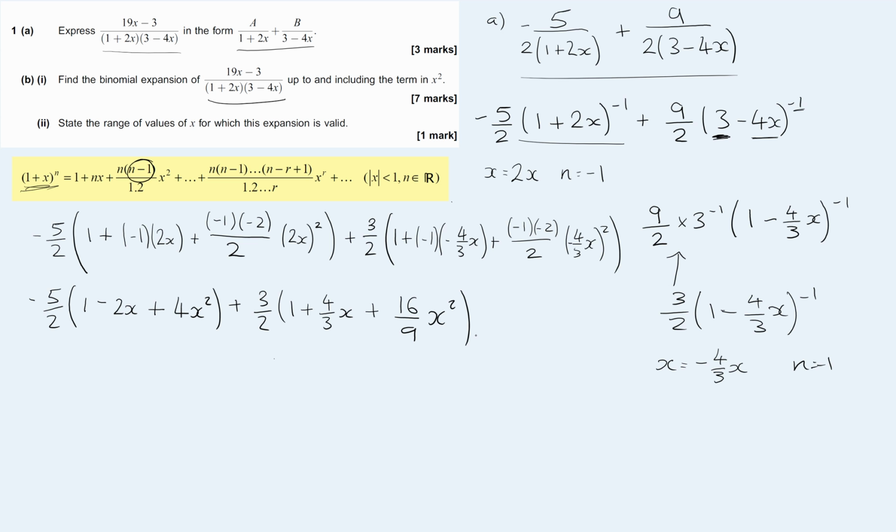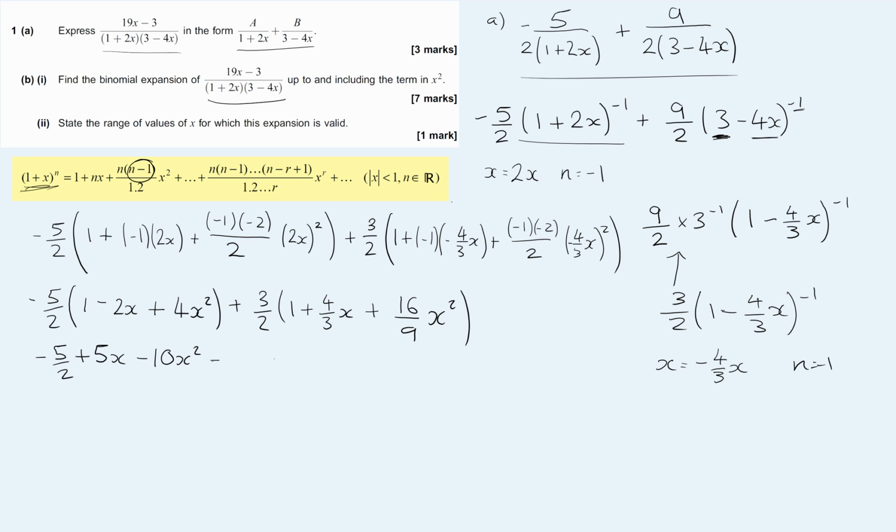Now to finish off and get your 7 marks here, this is now a calculator exercise, because we're expanding each of these brackets, which I will show you, and then we're just going to bring everything together. So expanding these brackets, I've got minus 5 over 2 times 1, minus 5 over 2 times minus 2. So that's going to bring me plus 5x in there. And then I've got minus 5 over 2 times 4x, so minus 20 over 2, which leaves me with minus 10x squared in that one.